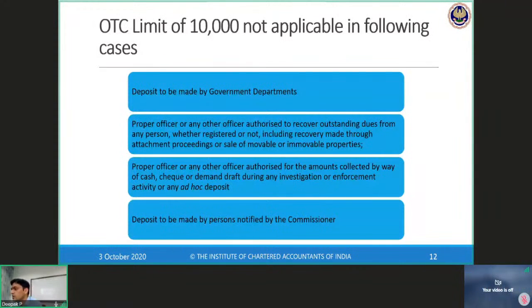What is the aggregate threshold limit for both goods and services? We have seen 20 lakhs is the limit.